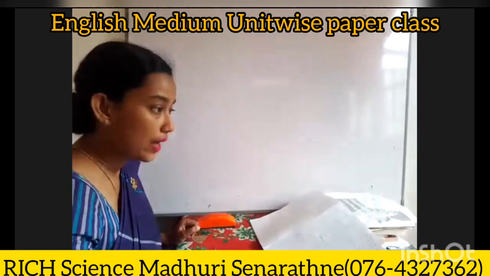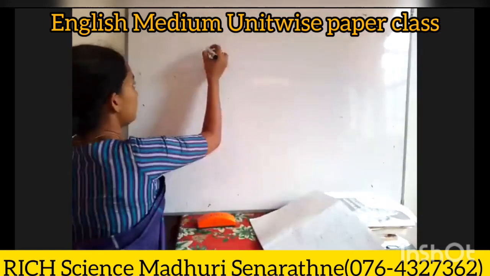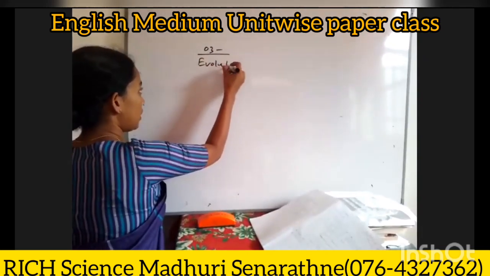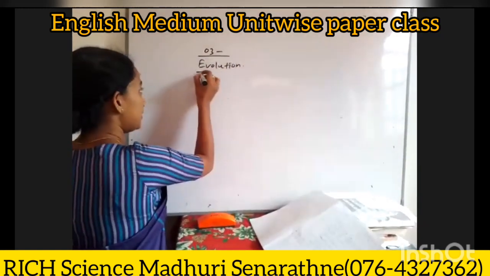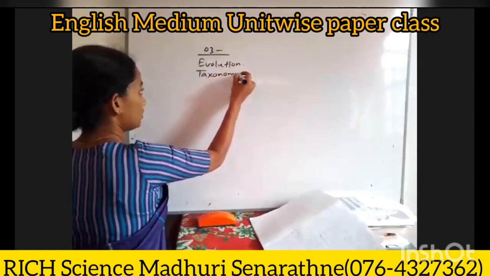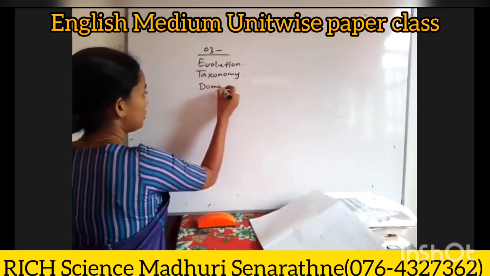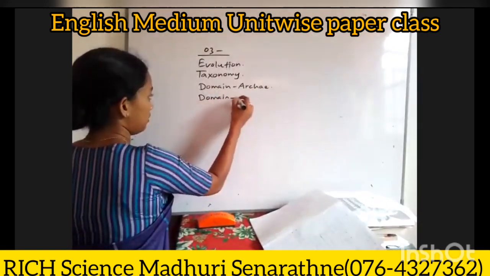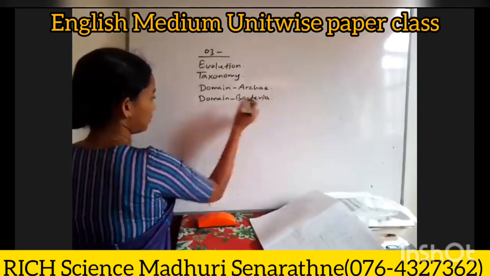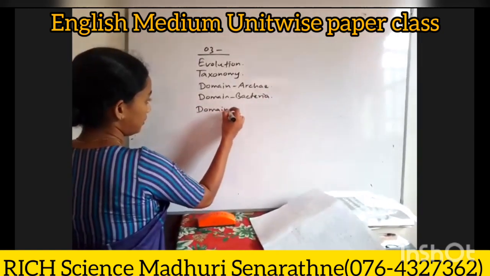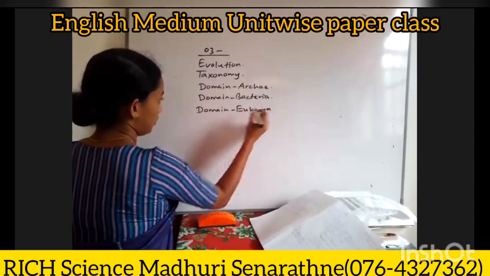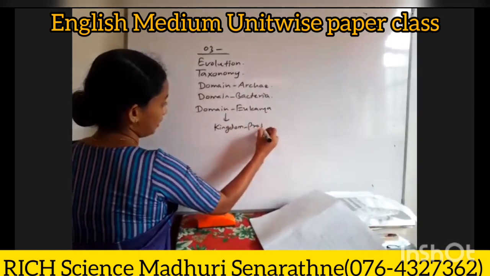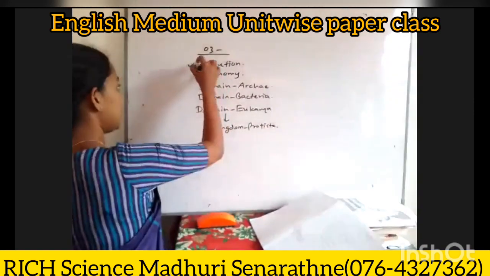With this paper, you have to cover this unit 3, these parts. First one is the evolution part. You have to cover the evolution part with this paper, and the taxonomy part: domain archaea part, domain bacteria part, under domain eukarya, you have to cover kingdom Protista, but you have to cover these things with this paper.